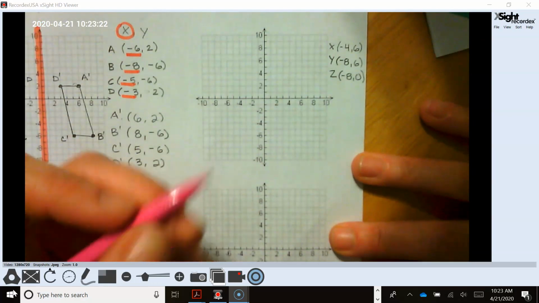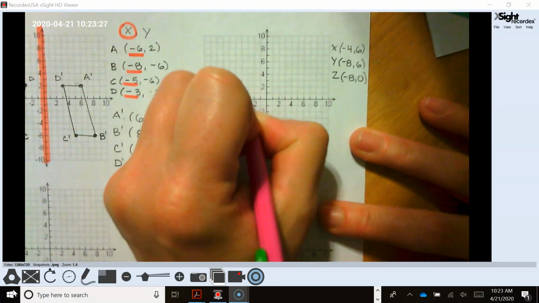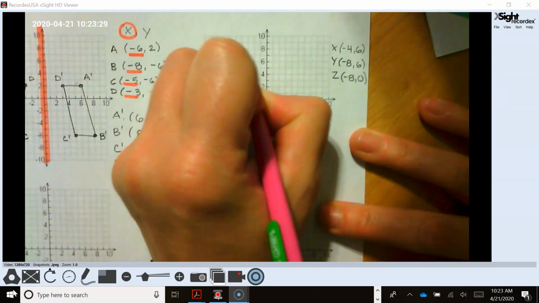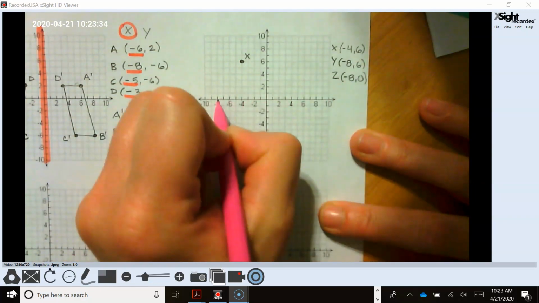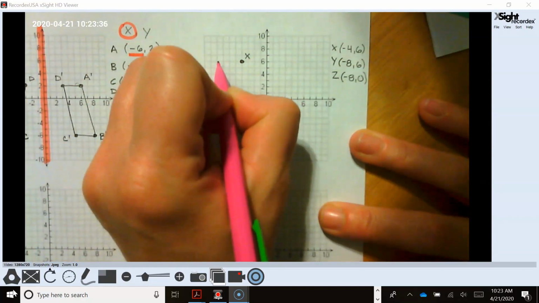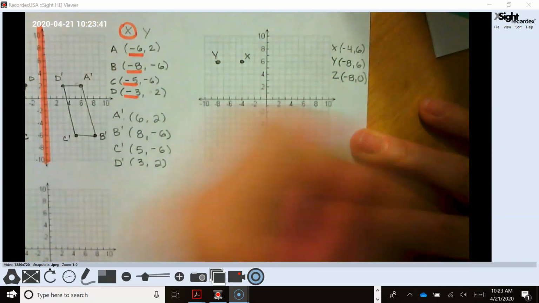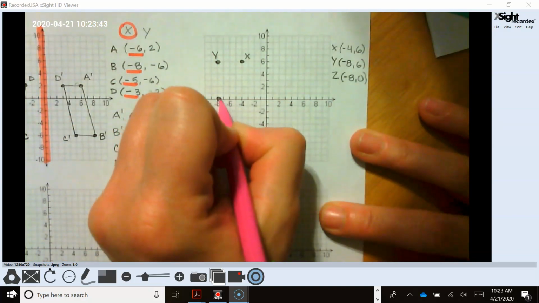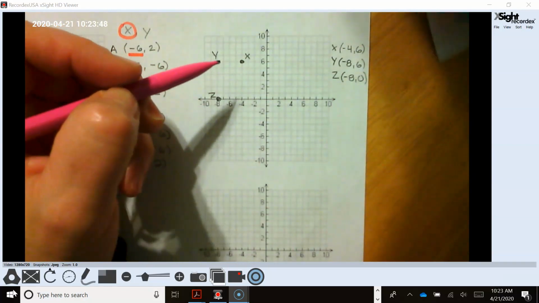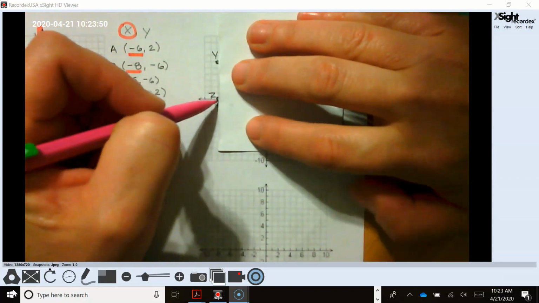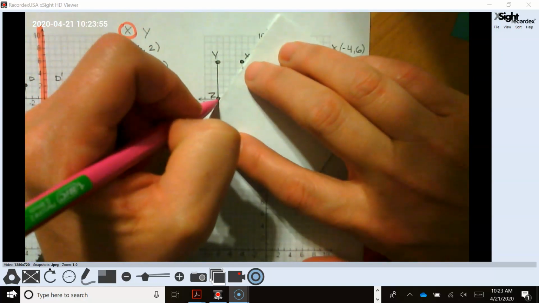Okay, well let's first plot those points. So here our first point is -4, +6. There's point X. Point Y lives at -8, +6. Yep, that looks about right. And point Z is at -8, 0. When you connect these dots, you'll see that you've made a right triangle. It's upside down, but that's okay. It's still a right triangle.